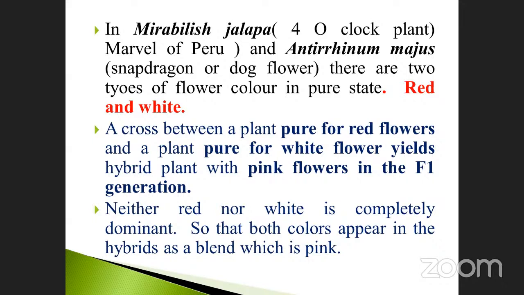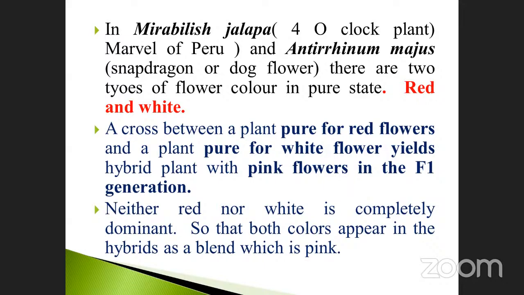See here, neither red nor white is completely dominant, so both colors appear in the hybrid as a blend, which is pink. I already told you, when you cross red and white, the dominant character will be expressed in the F1 generation. Instead of red, what happened? The pink color is expressed in the F1 generation.